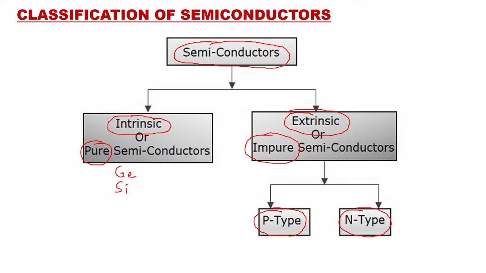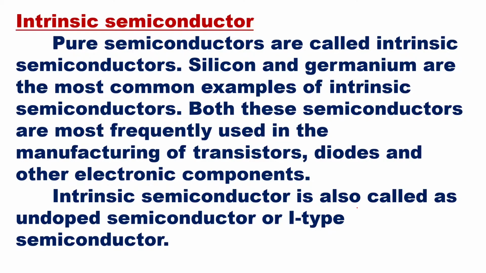We will see what covalent bonds are, and then we will see how the charge carriers are made free so that they can help the current to flow in the semiconductor. Here we will first see the definition of intrinsic semiconductor, and then we will go on to see the atomic structure and the covalent bonds.